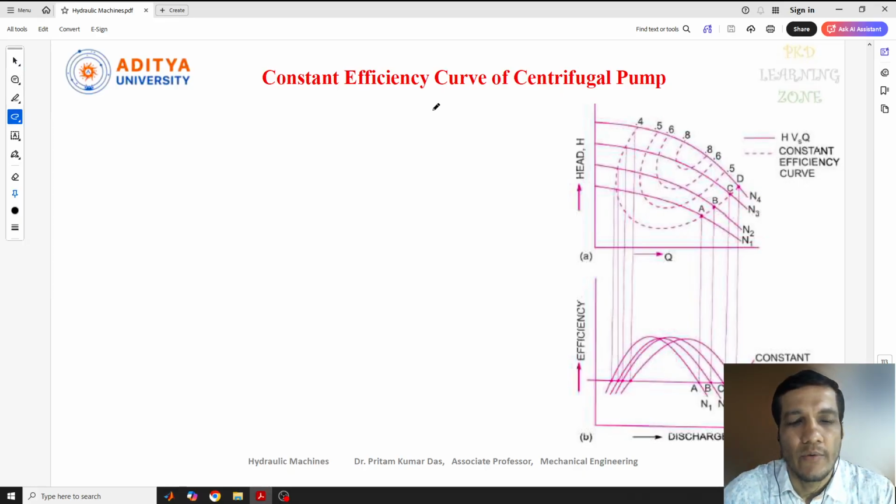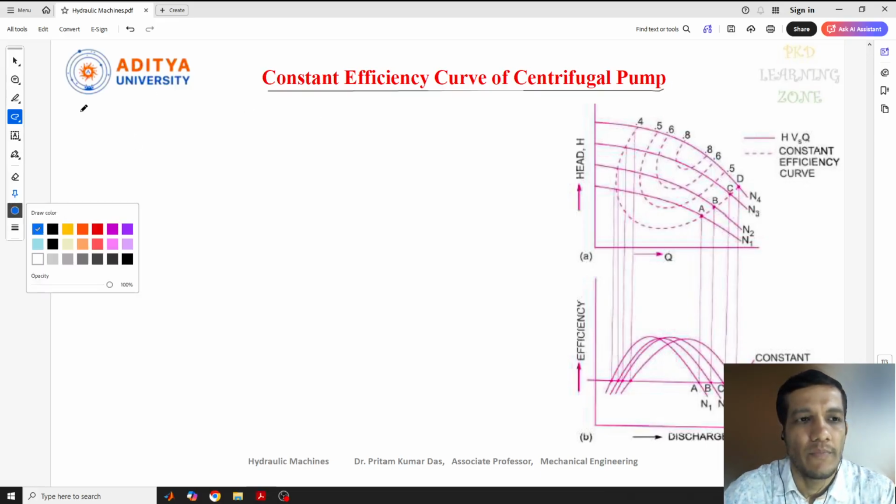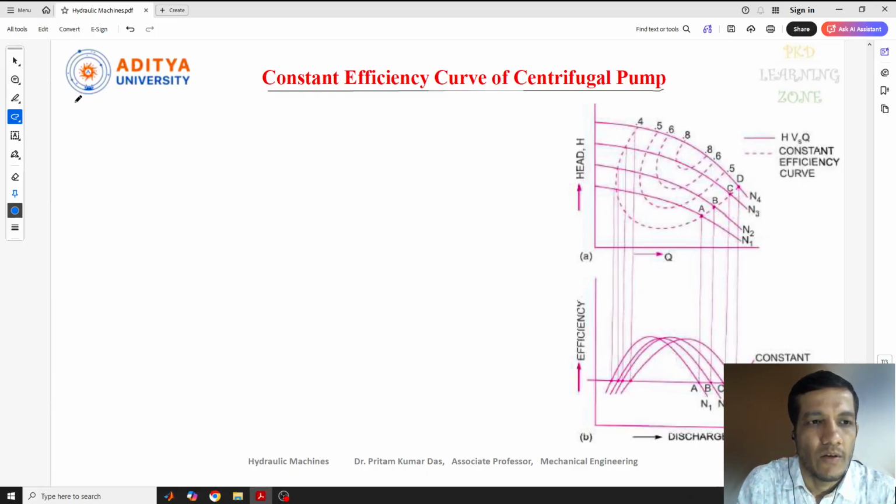In this lecture, we'll discuss the concept of the constant efficiency curve of a centrifugal pump. This is part of the characteristics curves of a centrifugal pump. We have already discussed two types of characteristics curves. It is divided into three types actually, we know that.